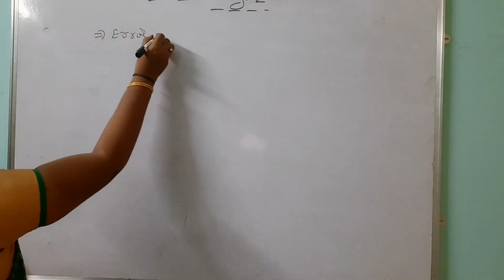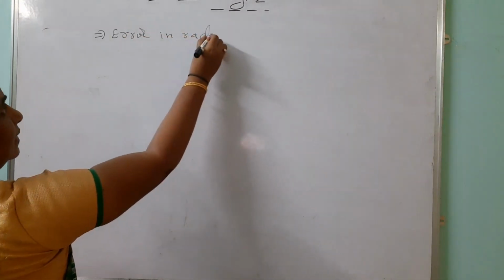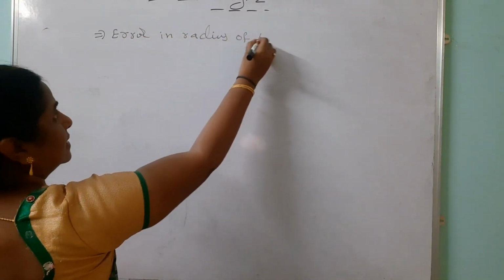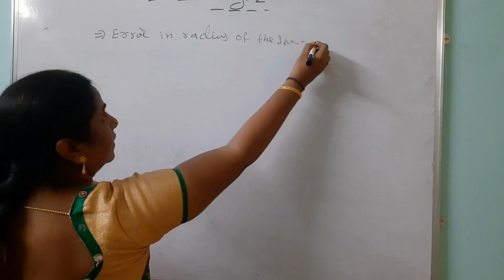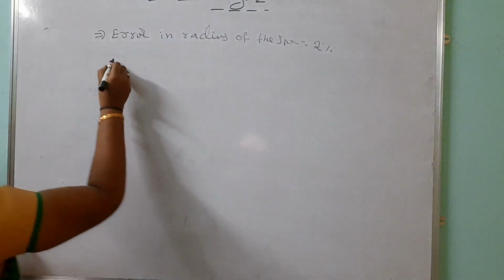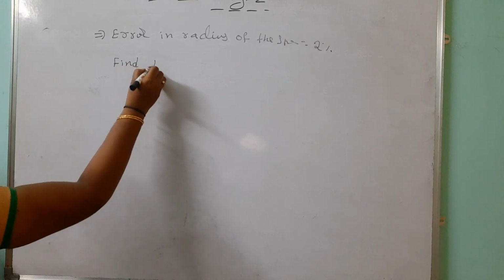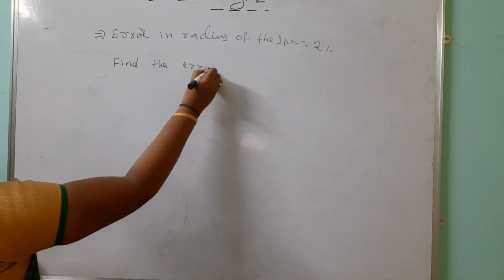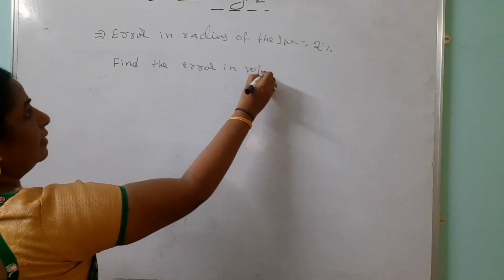Error in radius of the sphere is 2%. Find the error in volume.